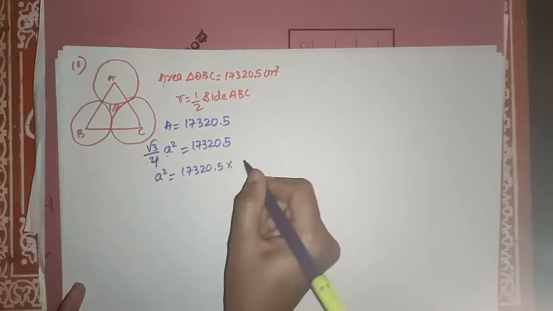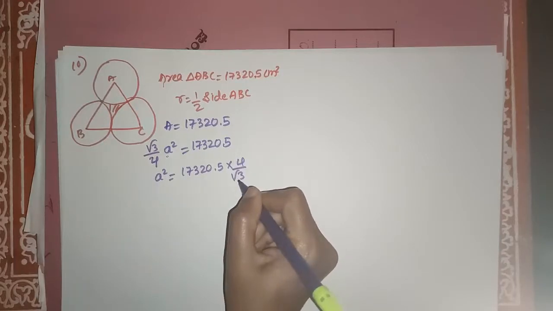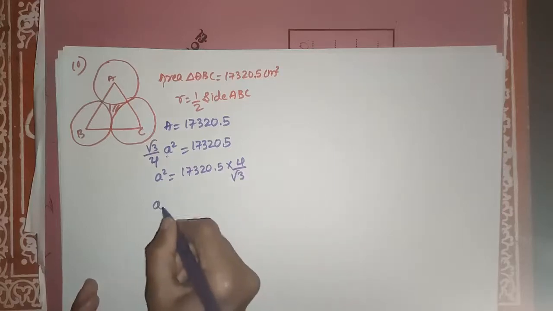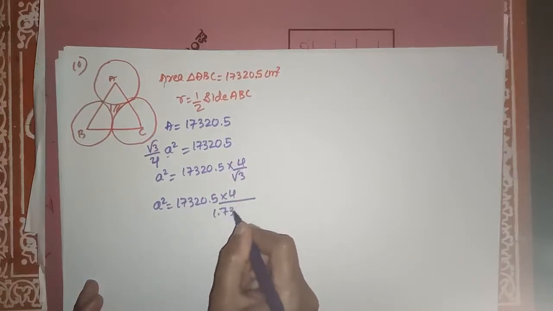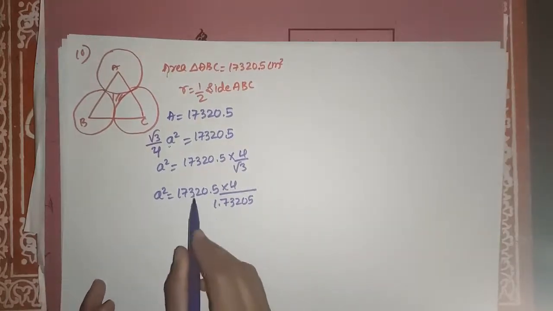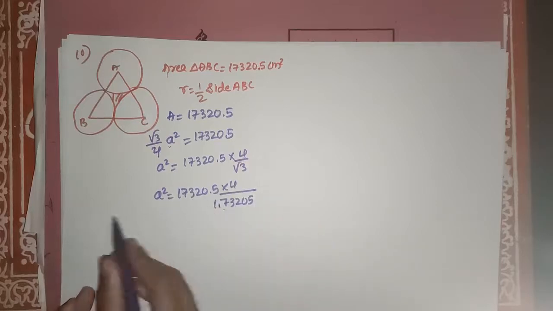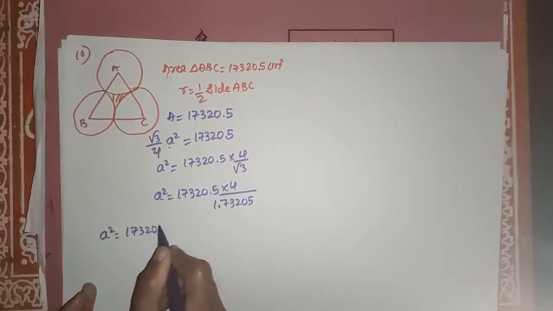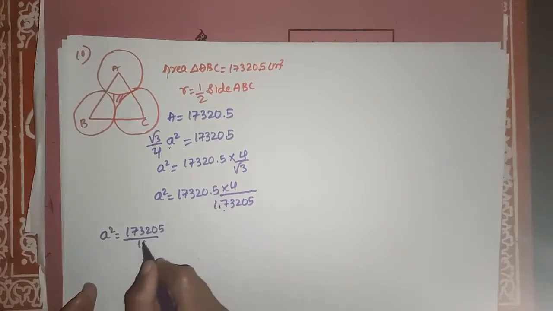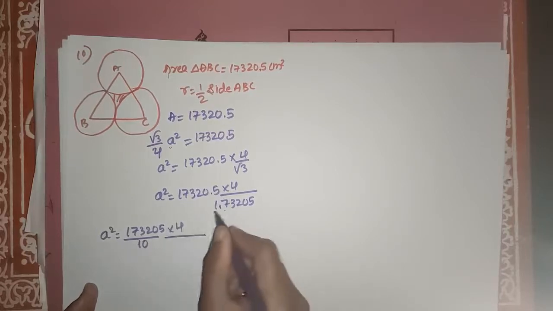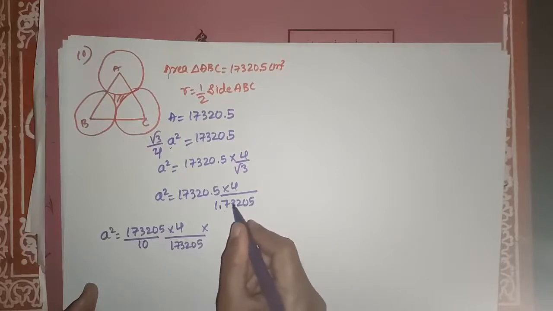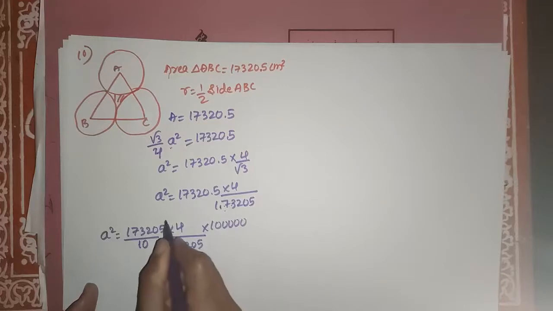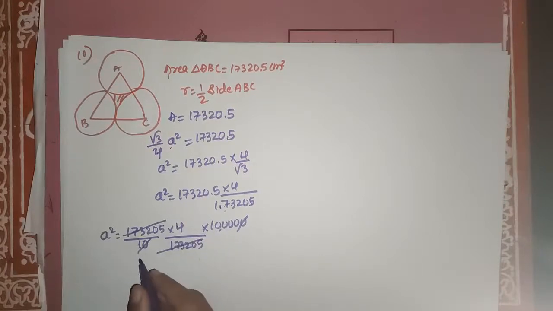So a square is 17,320.5 into 4 by root 3. Here we need to take root 3 as they have given, 1.73205. Okay, so see these are the same, just there is a variation in the decimal point. So I remove the point here, it becomes 10 divided by 10 into 4. Here also I remove the point. If I remove the point in the denominator, how many places are removed? 1, 2, 3, 4, 5. Okay, so now these two get cancelled, 10 and 10 get cancelled. Here we have 4 into 10,000, so it is equal to 40,000.